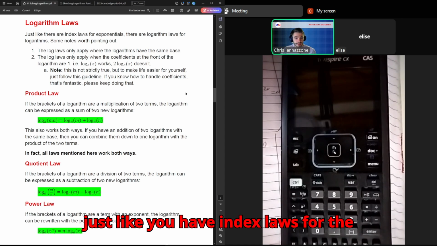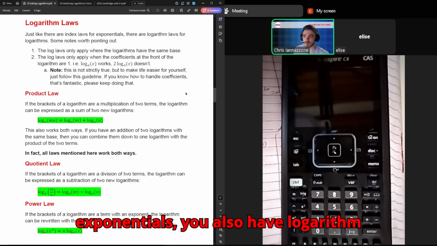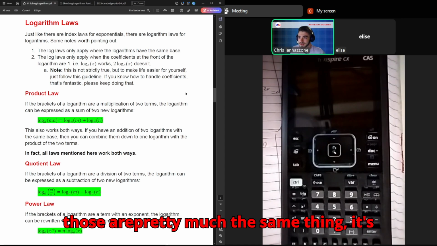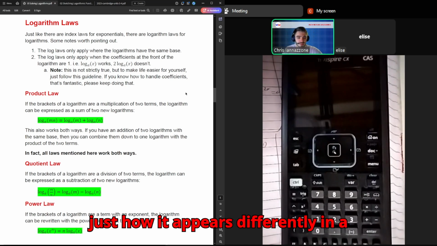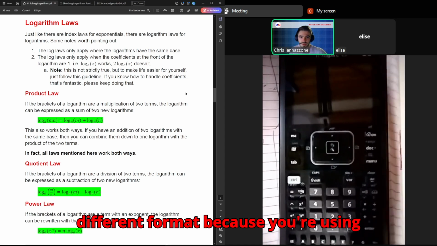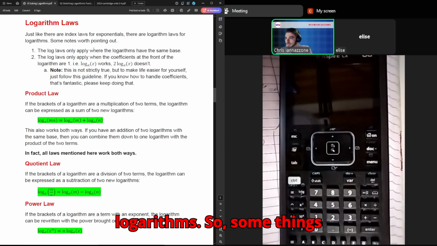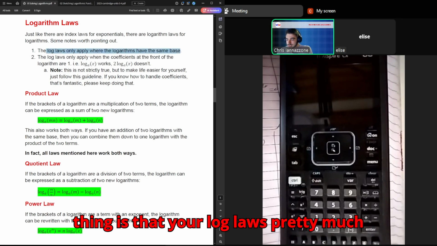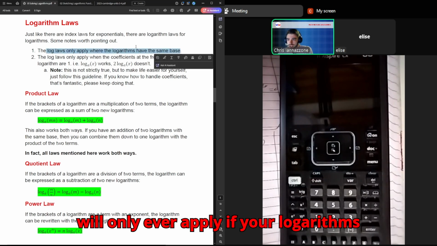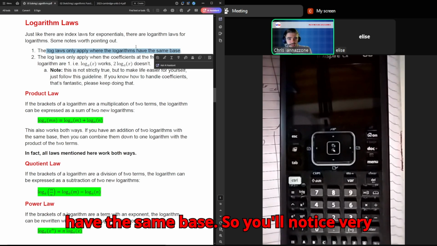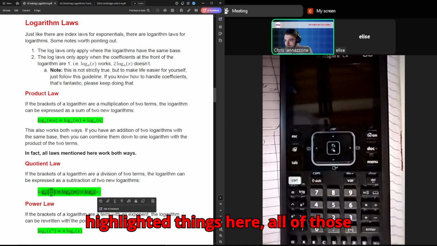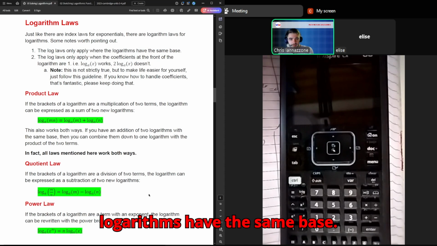Okay, an overview of the logarithm laws. So just like you have index laws for the exponentials, you also have logarithm laws for the logarithms. Technically, those are pretty much the same thing. It's just how it appears differently in a different format because you're using logarithms. So some things worth pointing out to begin with. First thing is that your log laws pretty much will only ever apply if your logarithms have the same base. So you'll notice very quickly that if you look at all the highlighted things here, all of those logarithms have the same base.